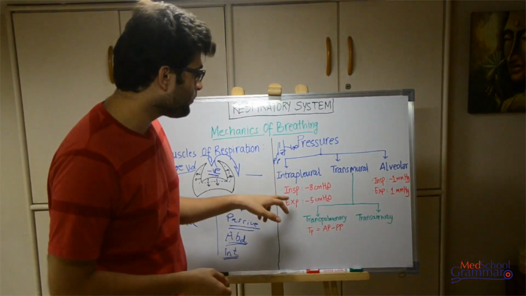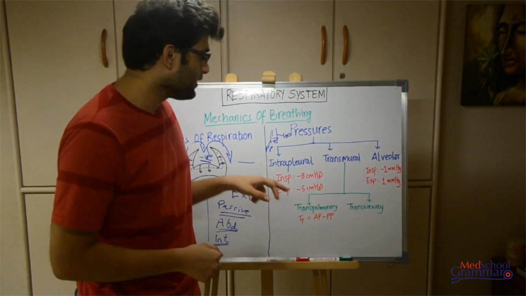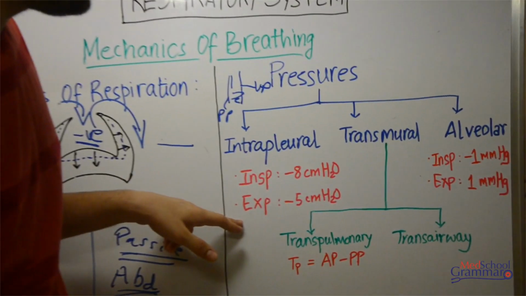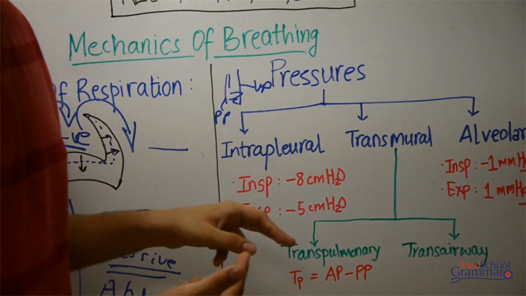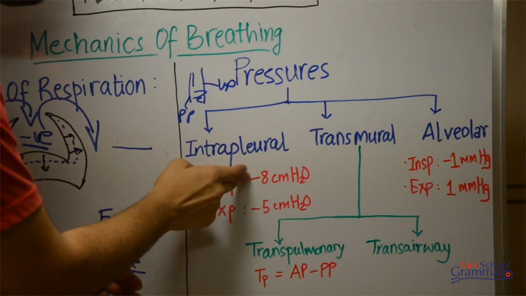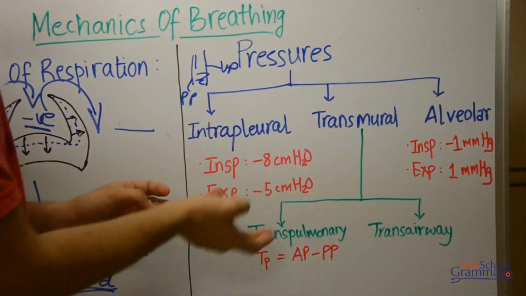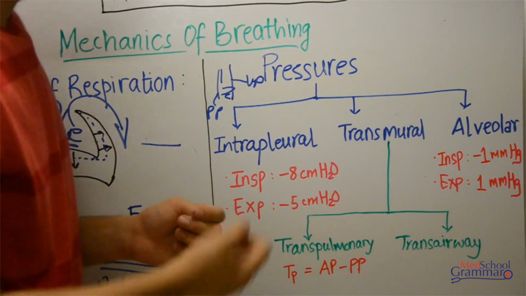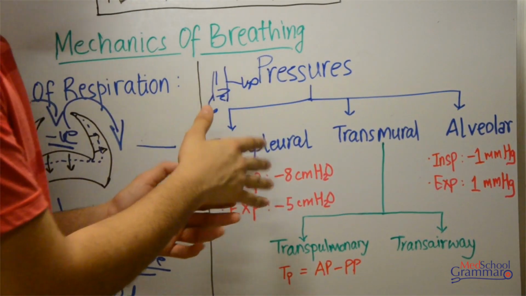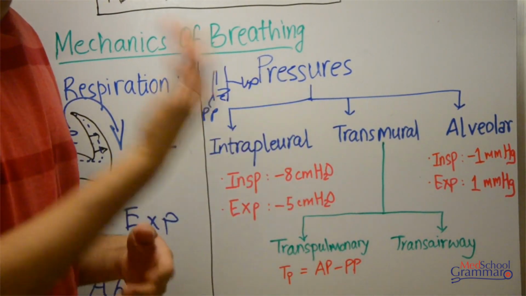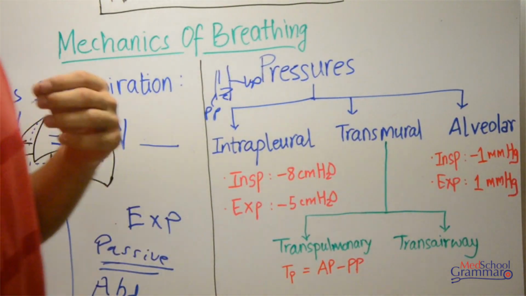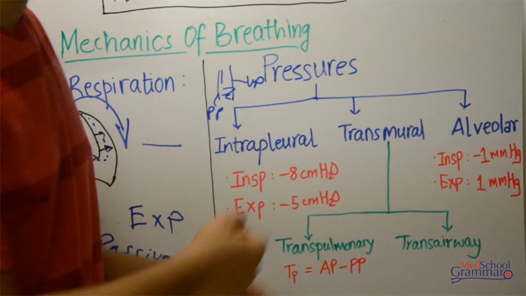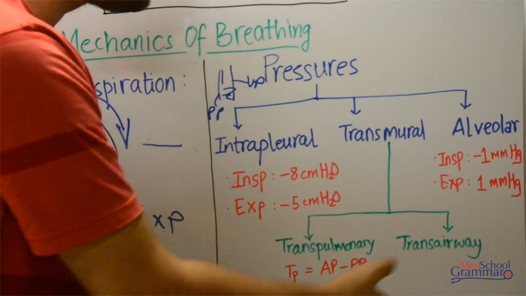The value of intrapleural pressure during inspiration is minus 8 centimeter of H2O, and during expiration it is minus 5 centimeter of H2O. As you can see, it becomes more negative during inspiration. Since it is more negative, it creates more suction force and pulls the air inside. That is how the intrapleural pressure helps in inspiration. Then coming on to the transmural pressure. The transmural pressure is of two types: transpulmonary and trans-airway.